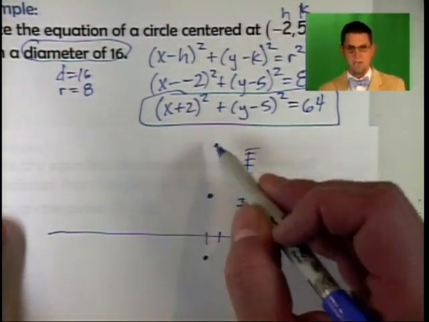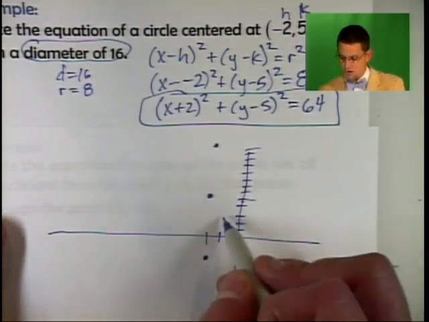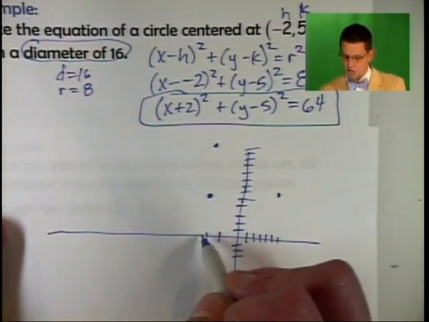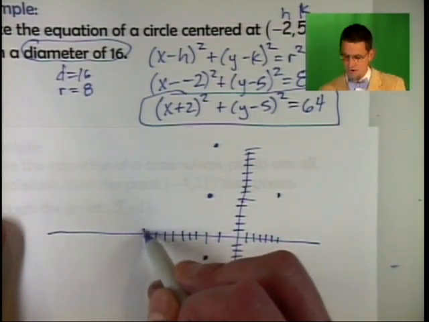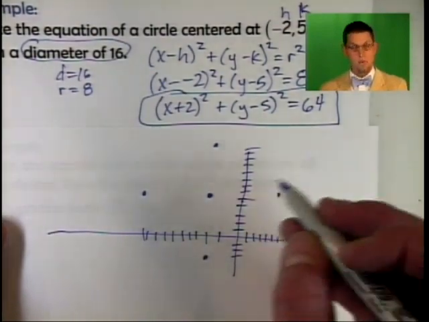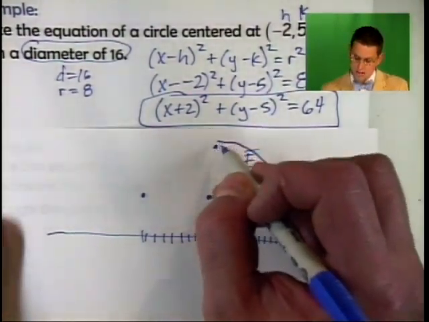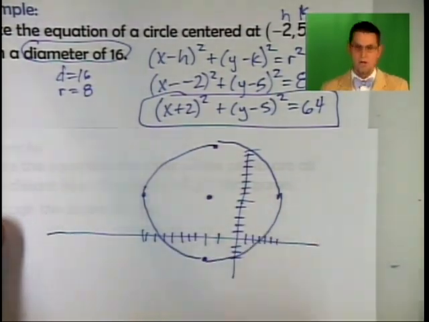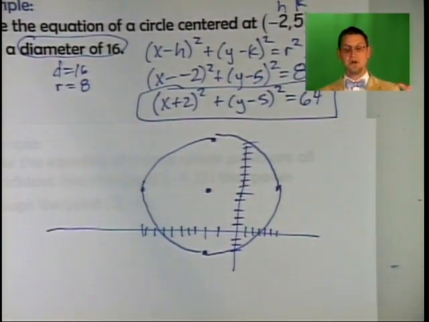So those are the 2 points, 8 units above and below. And then to the right, that's 1, 2, 3, 4, 5, 6, 7, 8 over here. And then 1, 2, 3, 4, 5, 6, 7, 8 on the left. So it's a lot of counting. But you get those points right there. And the way you connect them is with an arc. And you gently draw your circle. And there you go. There's your sketch.